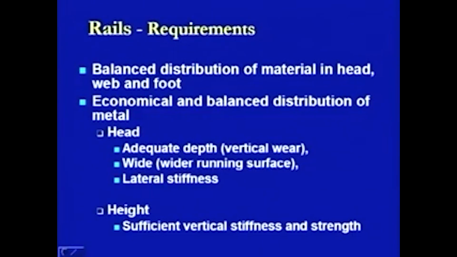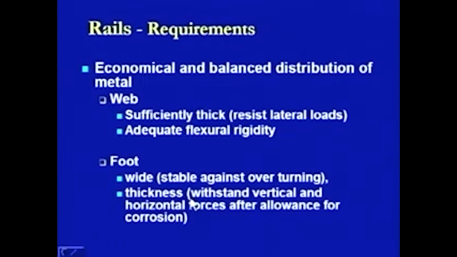Another thing related to the rail section is the height. It should have sufficient vertical stiffness and strength. Looking at the total amount of the loads which are coming in the lateral direction, we have to look at what are the bending conditions which will be created, and on the basis of this height, those bending values can be computed. So, we look at the stiffness and the strength aspect and design it.